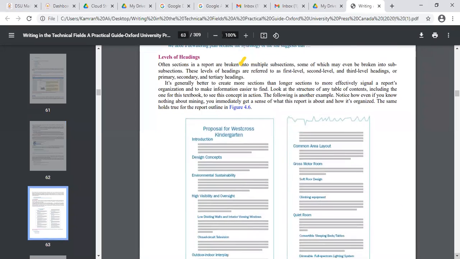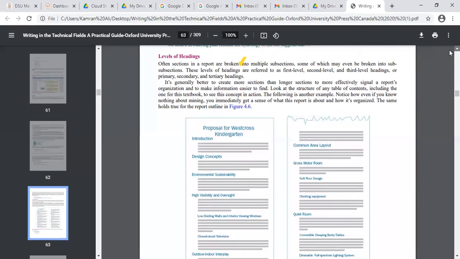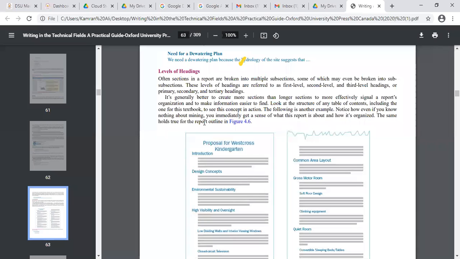Okay, there are different levels of headings that you also need to understand. Often, sections in a report are broken into multiple subsections, some of which may even be broken into subsections. These levels of headings are referred to as first level, second level, third level headings, or primary, secondary, or tertiary headings. It is generally better to create more sections than longer sections to more effectively signal the report's organization and to make information easier to find. So it's better to have more sections where possible, right?